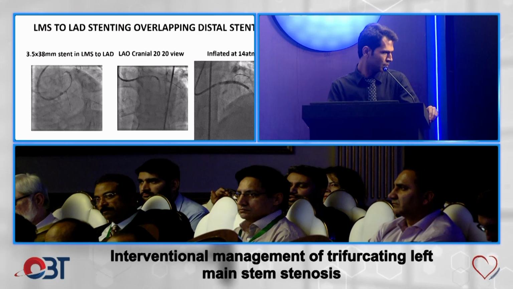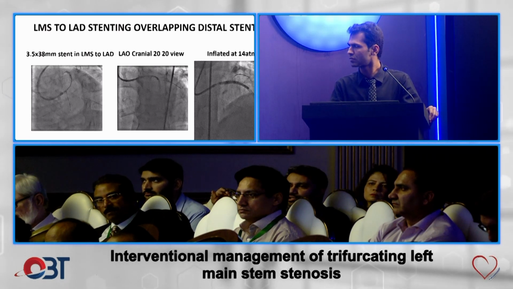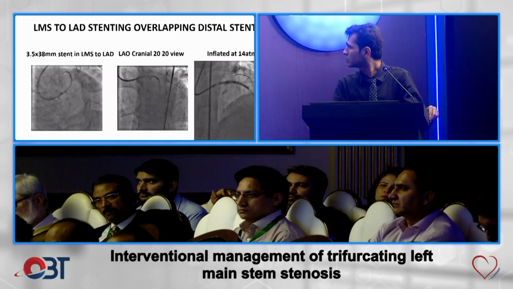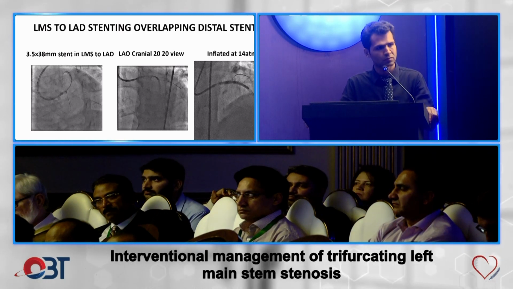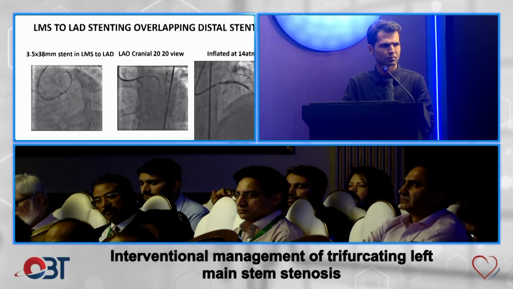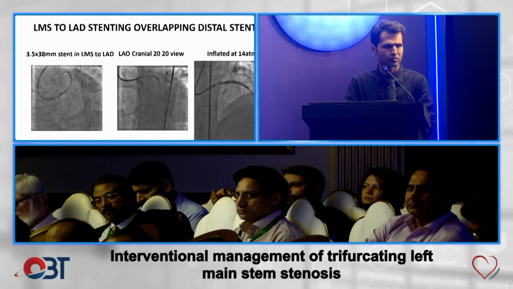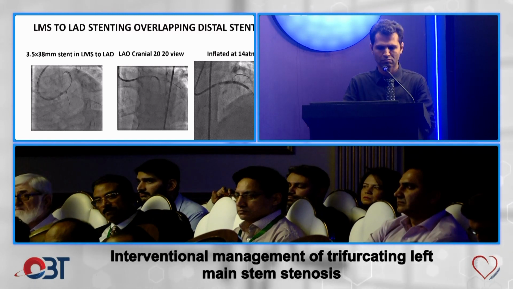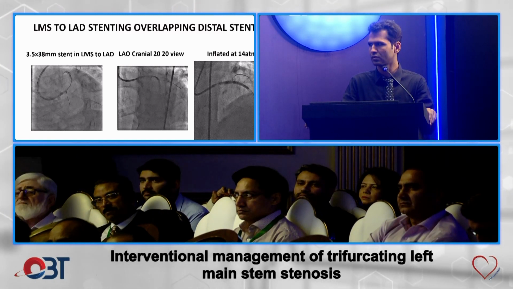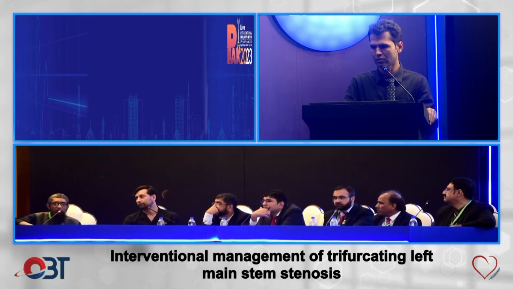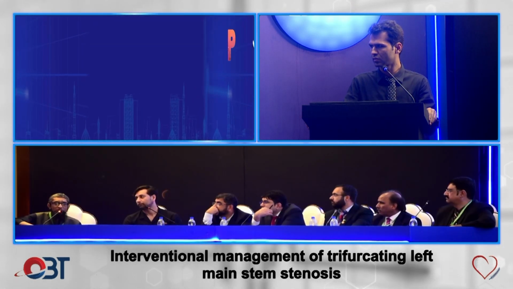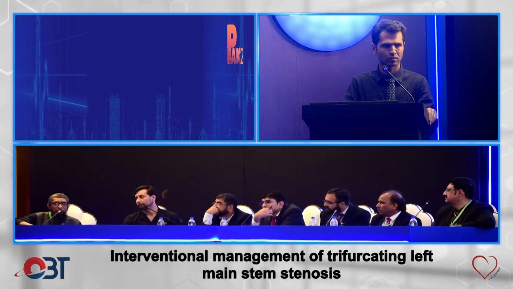We did final kissing balloon inflation without a stent in the circumflex and left main to LAD, and the final result was good, but I don't know what the technical problem is. So basically the issue is that a trifurcating left main should be treated just like a bifurcating left main. Is that your point here?